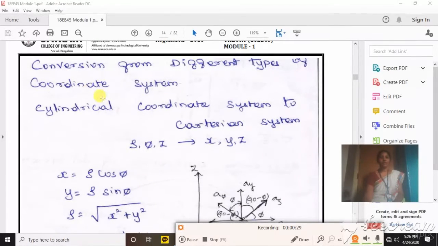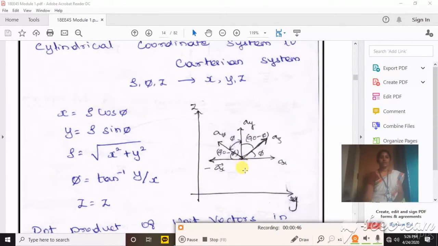So we have seen certain applications. Now in this class we will see the conversion from one type of coordinate system to another. Take the example of the cylindrical coordinate system. The coordinates of the cylindrical coordinate system are rho, phi, z. Now it has to be converted to a Cartesian system. The Cartesian system is x, y, z. We can take the x-axis, its reverse is minus x, and the y-axis, its reverse is minus y.